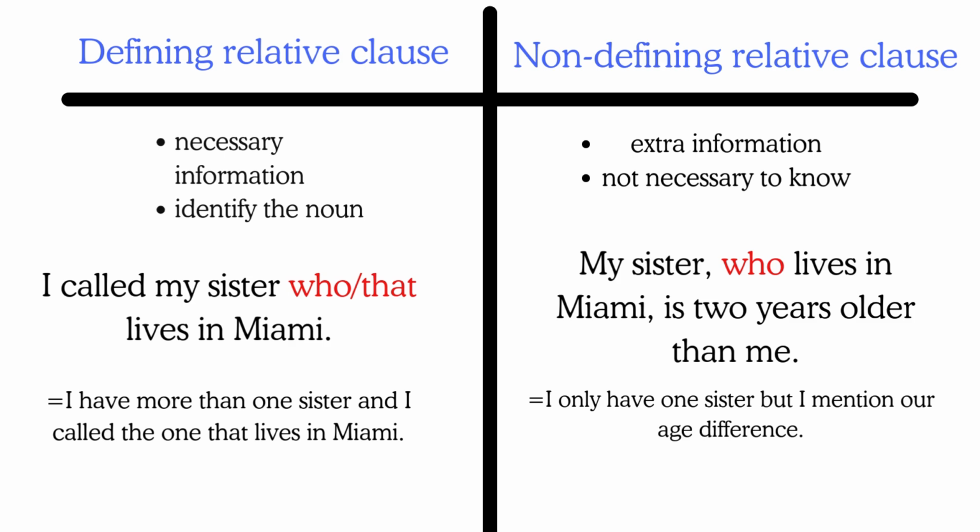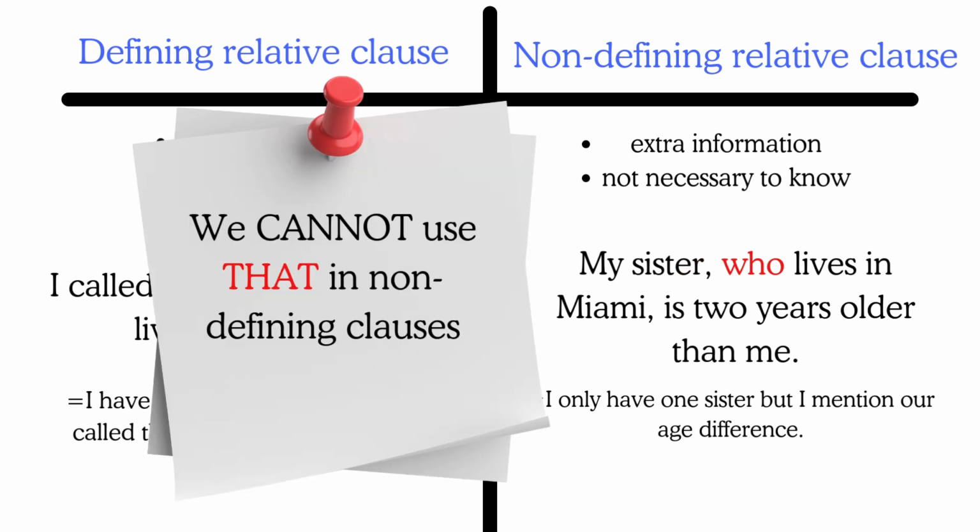Is our age difference important? No, it's not. It's extra information. In this sentence, we offset the non-defining relative clause with 2 commas. A very important rule: we cannot use that in non-defining relative clauses.